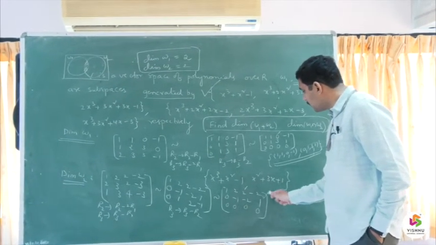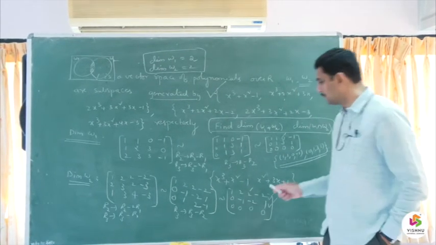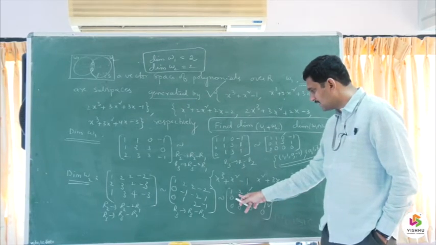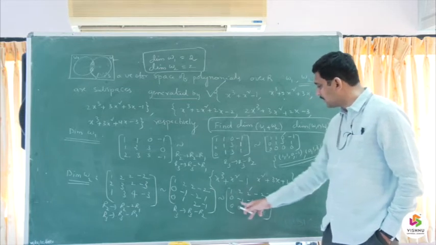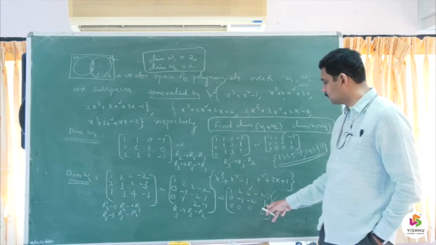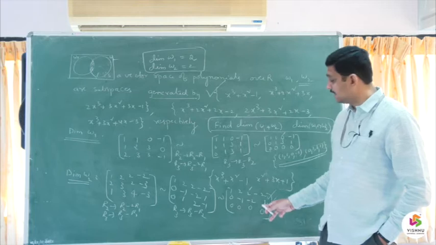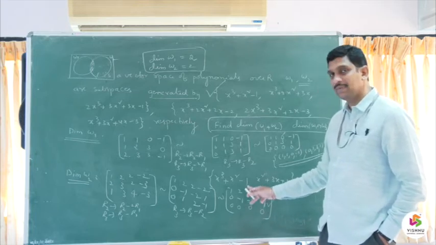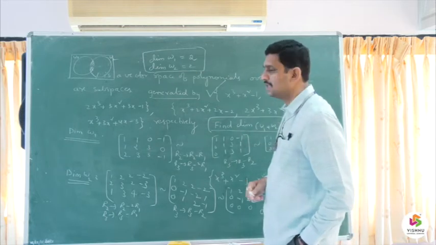From the first row and second row, we will evaluate the basis for W2. So what is the basis here? x cube plus 2x square plus 2x minus 2 is from the first row, and minus x square minus 2x plus 1 is from the second row. This is the basis vector. So these two vectors will constitute a basis for W2. Hence, we say that the dimension of W2 is equal to 2.